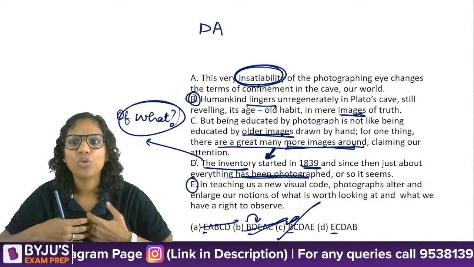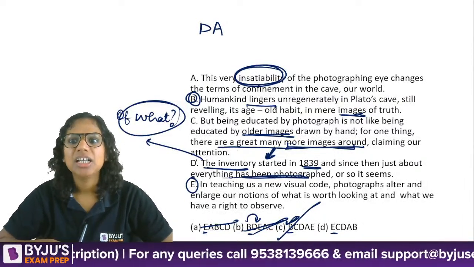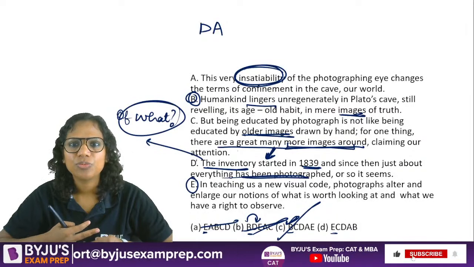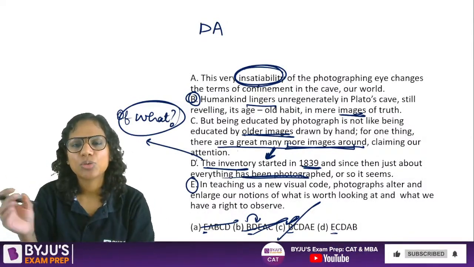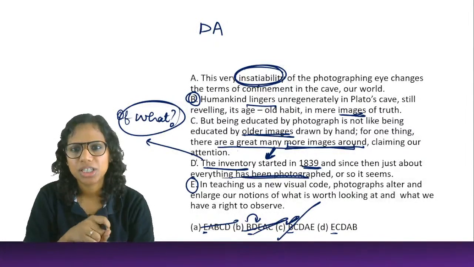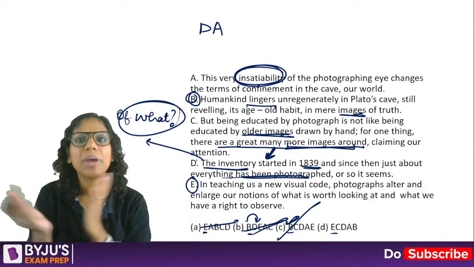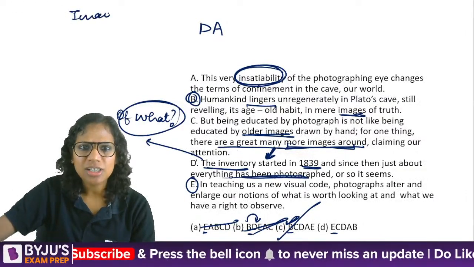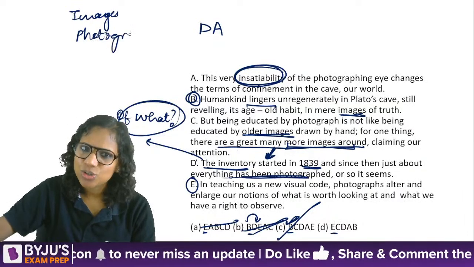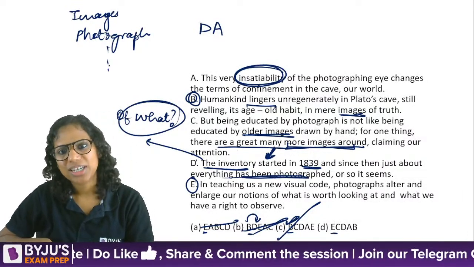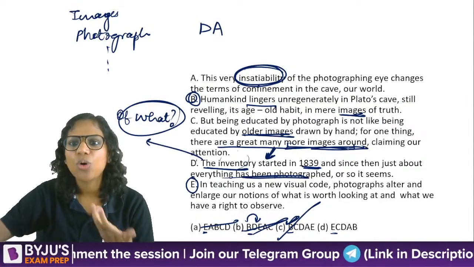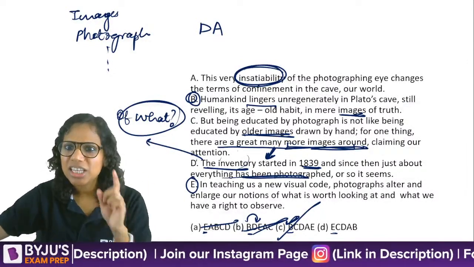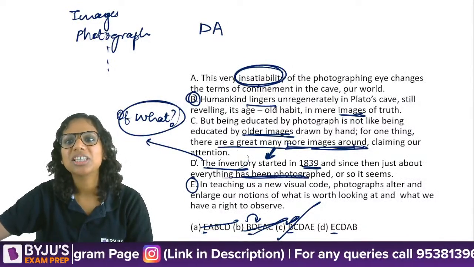Basically, B talks about how we are more concerned with images than with actual truth. Then it says, however, when we talk about photographs, there is one difference: looking at a photograph is not the same as looking at older images drawn by hand. Those images are slightly different in nature. Why? Because for one thing, there are so many of them around us claiming our attention. So the author first talks about images in general, then images produced by photograph, and then the rest of the paragraph is devoted to photographs itself. D, the inventory, this collection. How are there so many images today? Because this inventory started in 1839, and since then everything has been photographed. This very insatiability of the photographing eye changes the terms of confinement in the cave, our world.